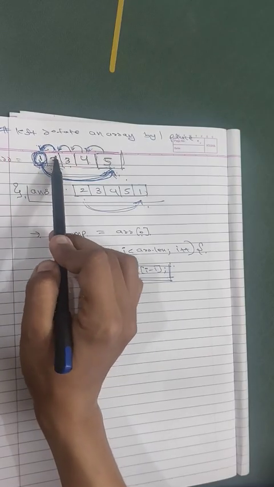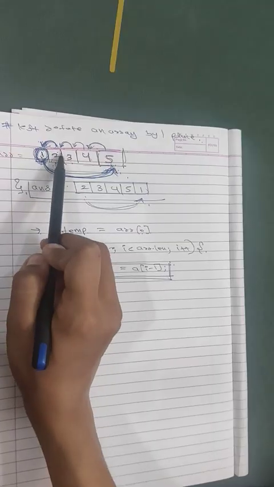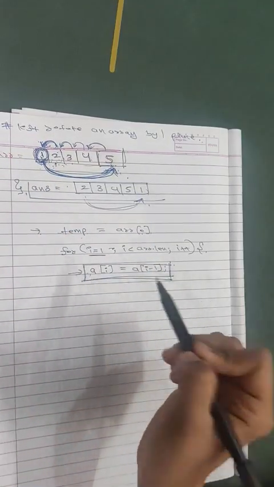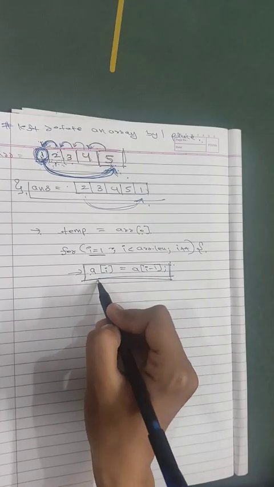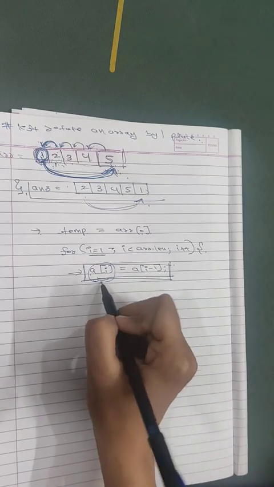Which actually means the second element of the array. So we are trying to store the second element of the array to the first element of the array. So this condition says that you are going to store the first element of the array into the second element of the array, right? This is what we are trying to say.